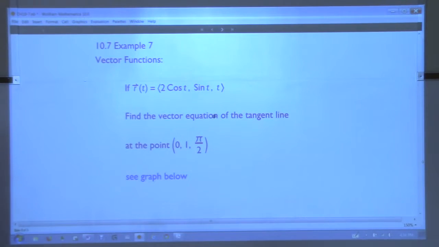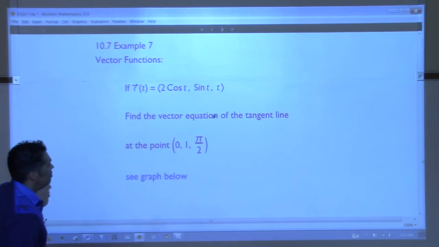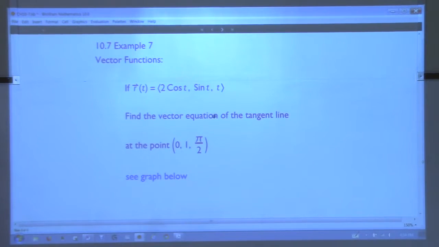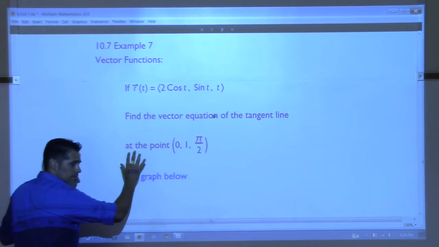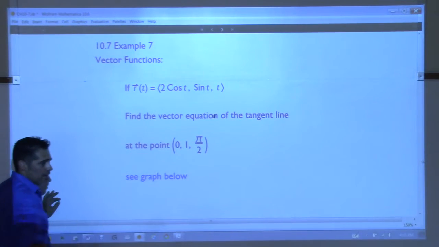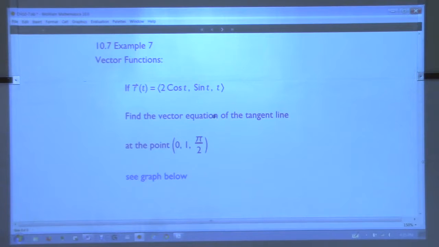Give you a vector valued function, it's 3-dimensional. Want to find the vector equation of the line that is tangent to that curve at this point. So this problem is a little bit different than the previous one, but let's see if y'all can figure out how it's different and how to proceed through it. All right?